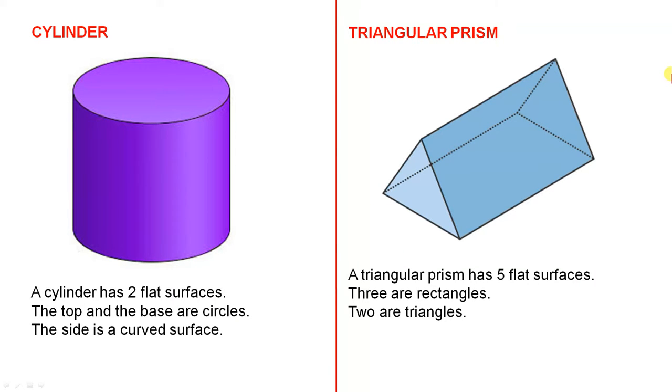The cylinder. A cylinder has 2 flat surfaces. The top and the base are circles. The side is a curved surface.